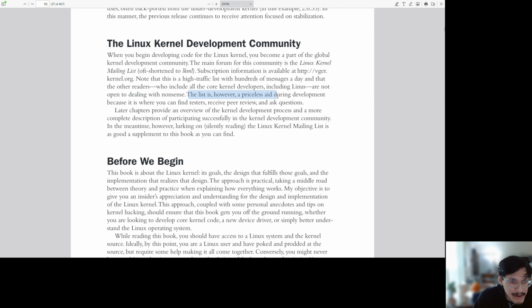This list is, however, a priceless aid during development, because this is where you can find testers, receive peer review, and ask questions. Later chapters provide an overview of the kernel development process and a more complete description of participating successfully in the kernel development community. In the meantime, however, lurking on or silently reading the Linux kernel mailing list is a good supplement to this book.